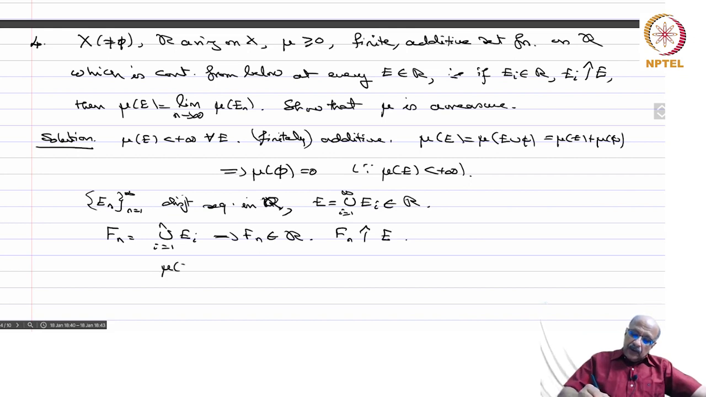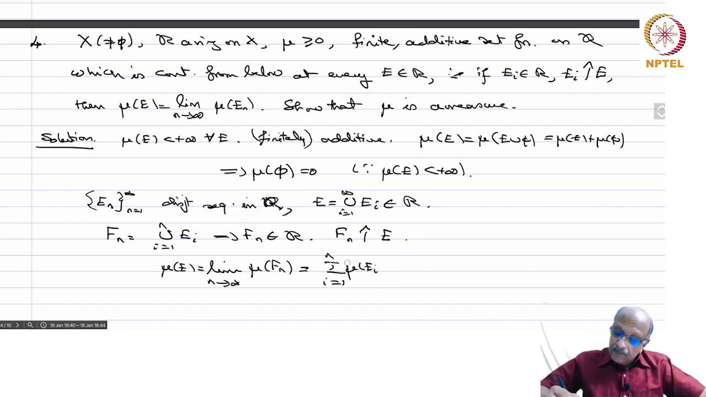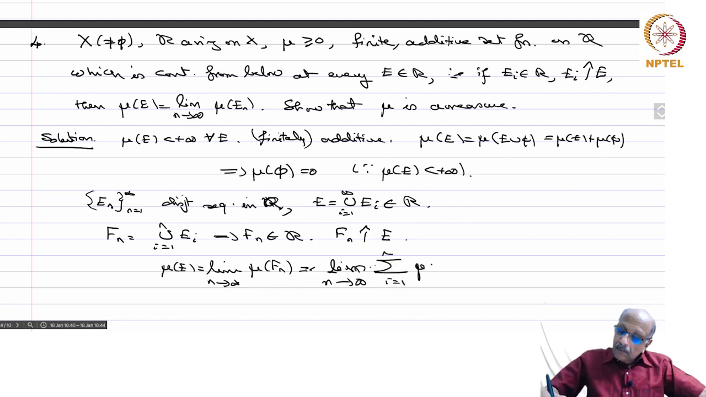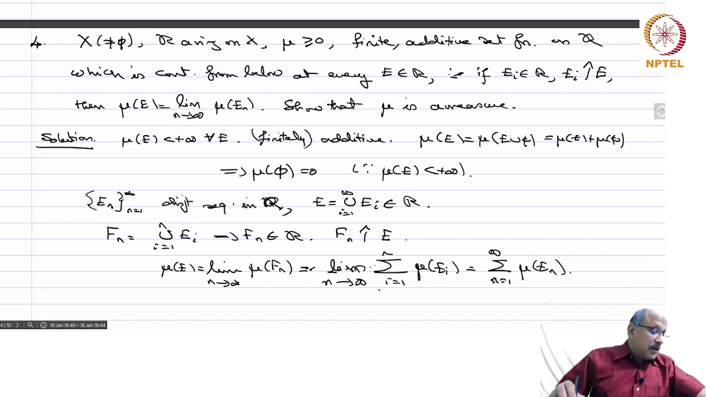Okay, so mu E equals limit n tending to infinity mu of Fn, because it is continuous from below. This by additivity is sigma i equals 1 to n mu of Ei, which is nothing but sigma n equals 1 to infinity mu of En. Okay, so that proves that result.